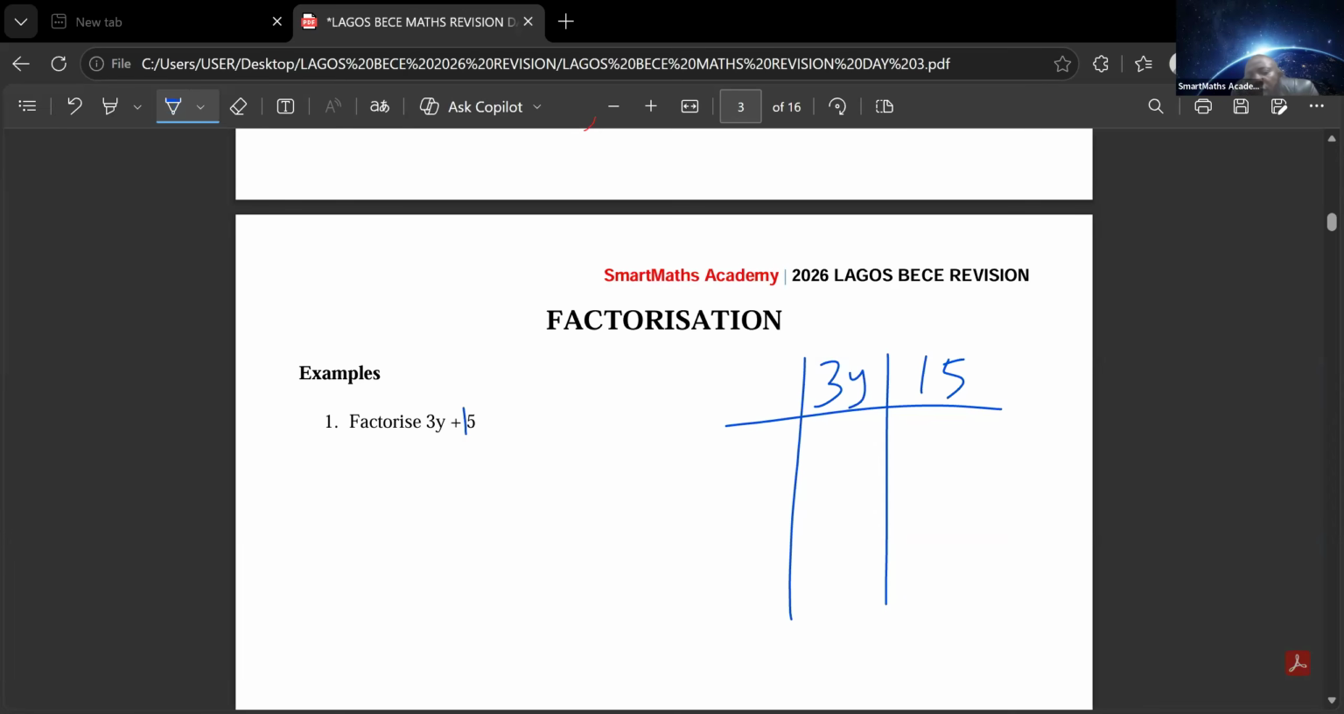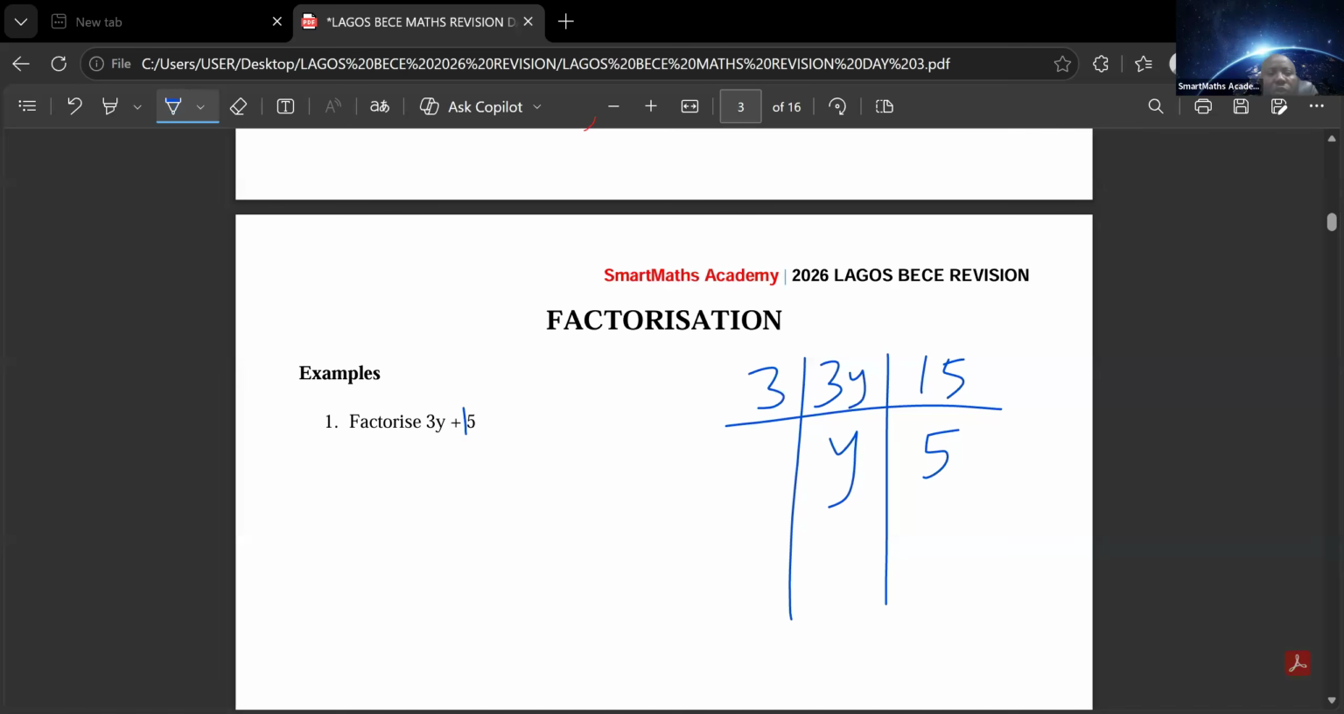Let's forget about the letter we have there, the 3 and 15. What number can divide 3 and can also divide 15? That is 3. 3 can divide 3, so 3 in 3y will mean y. 3 in 15, that is 5. Do we have any number that can divide them again? No, we don't have any number.